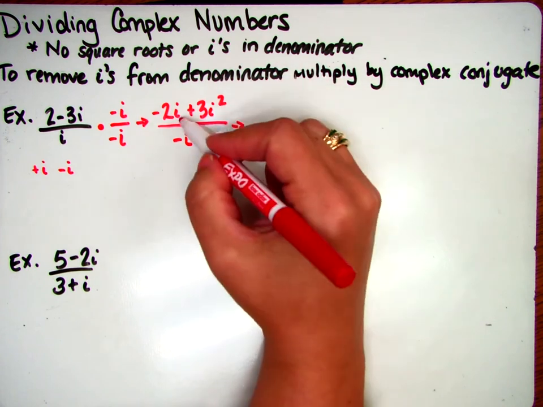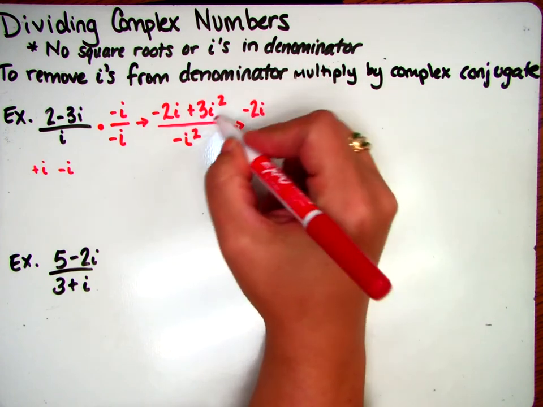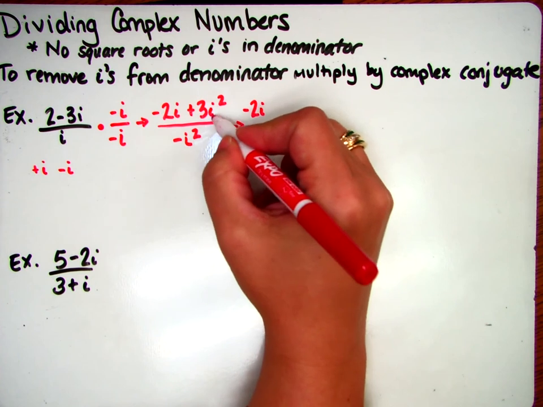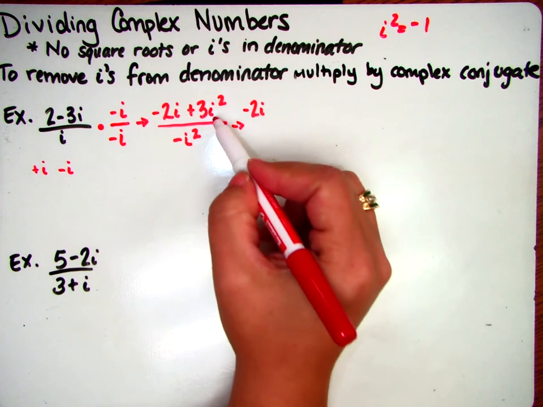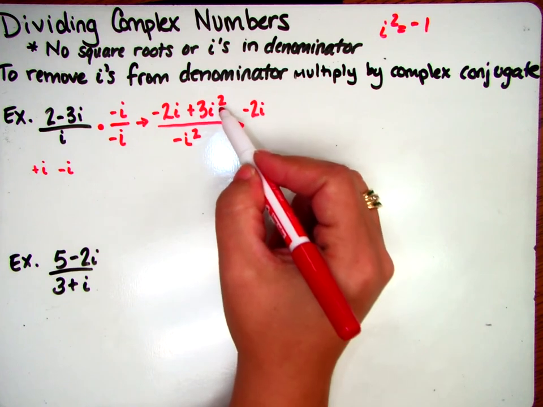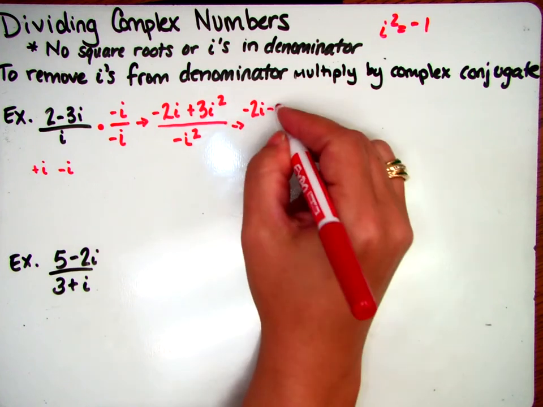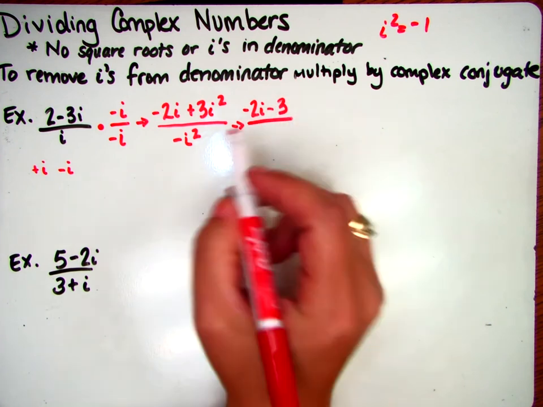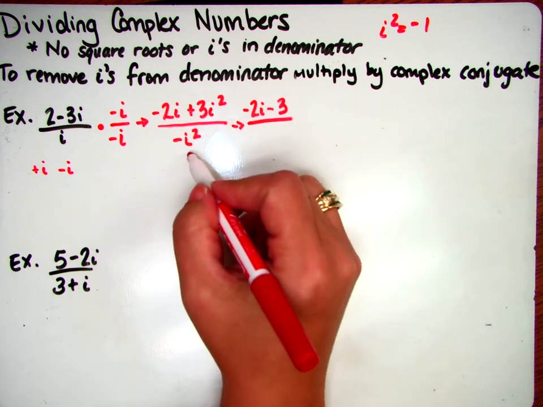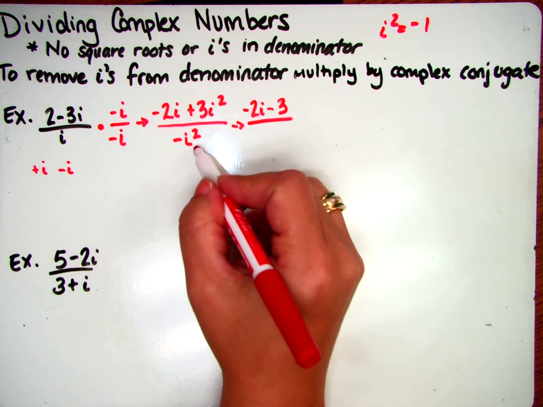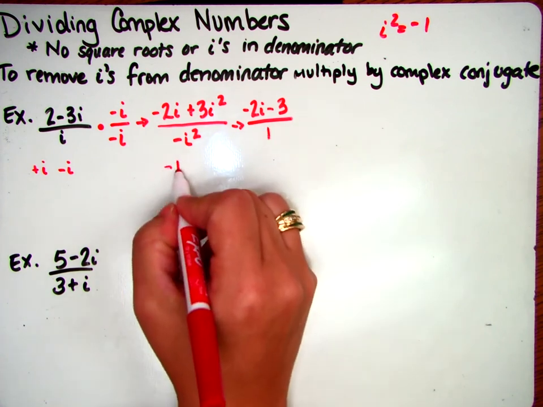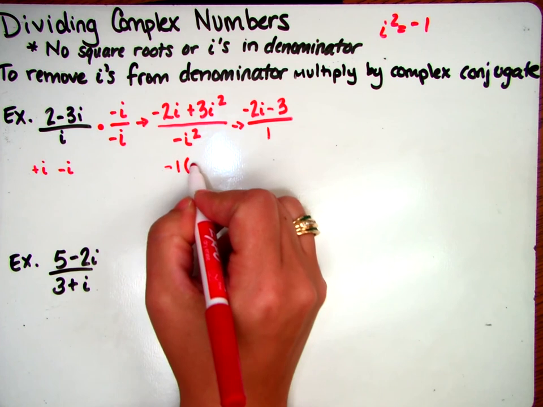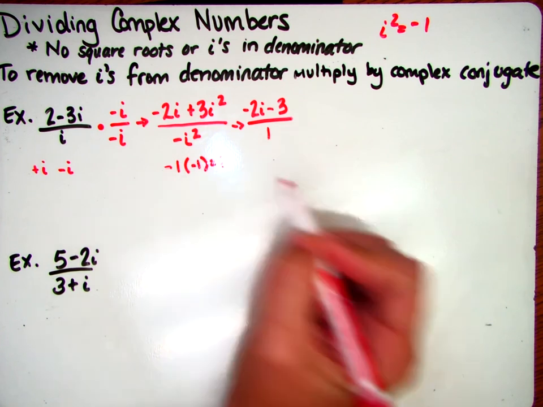Here, negative 2i stays negative 2i. But here, this i squared, remember, i squared is really equal to negative 1. I'm going to change the i squared to a negative 1. So a negative 1 times a positive 3 is a negative 3. And here you have a negative i squared. So the i squared is a negative 1, and a negative 1 times another negative is a positive 1. So we got 1 there.